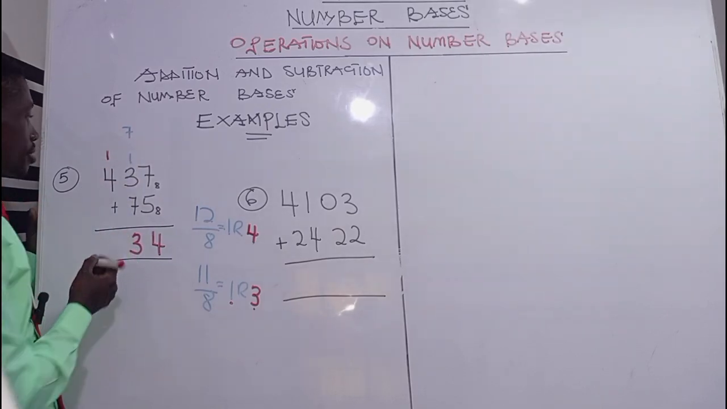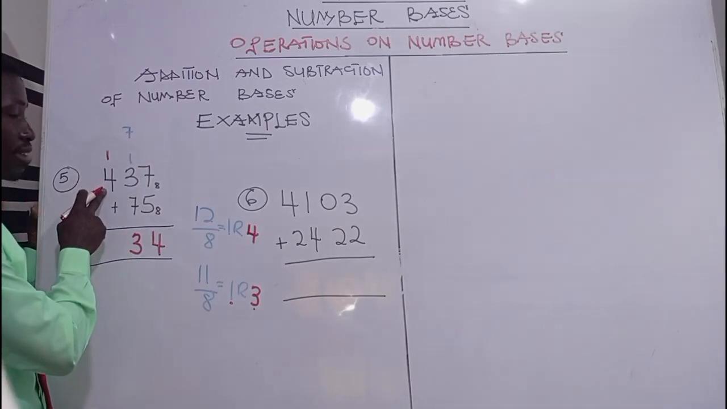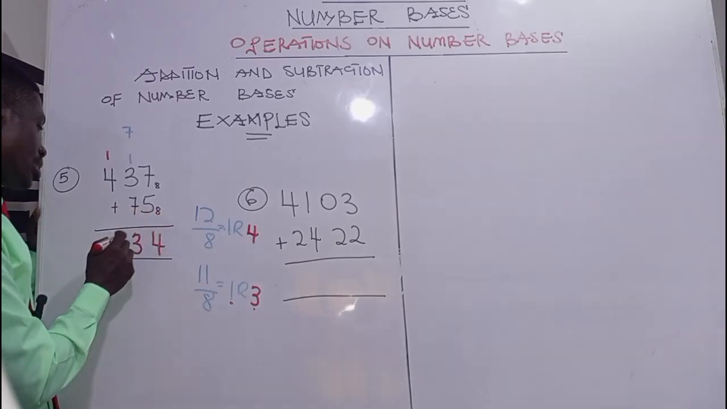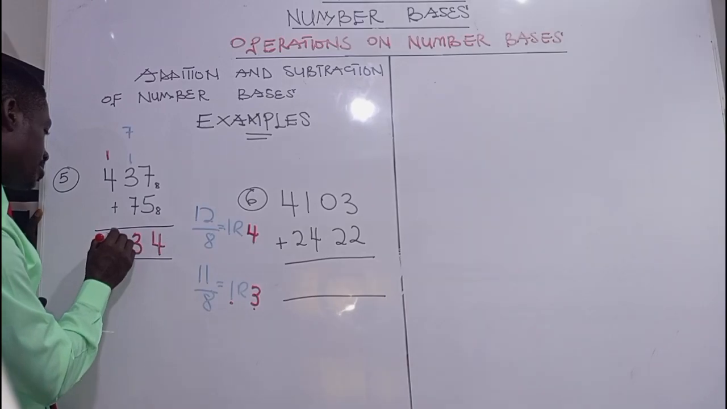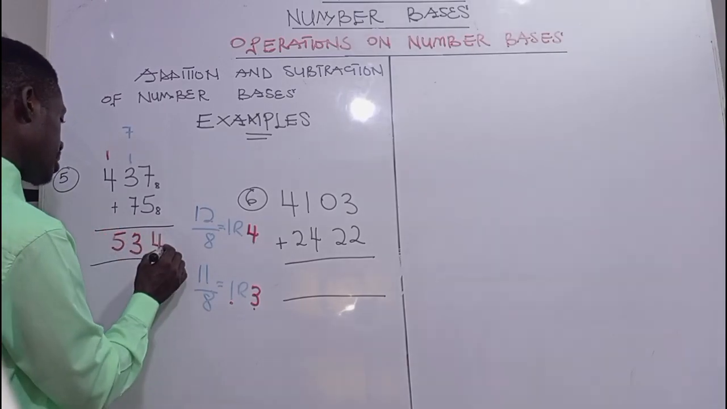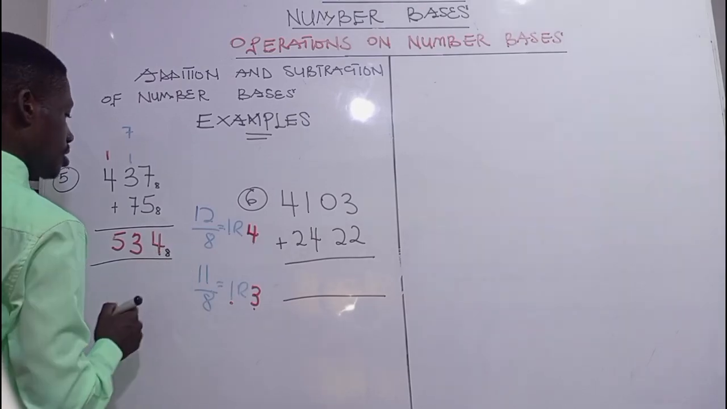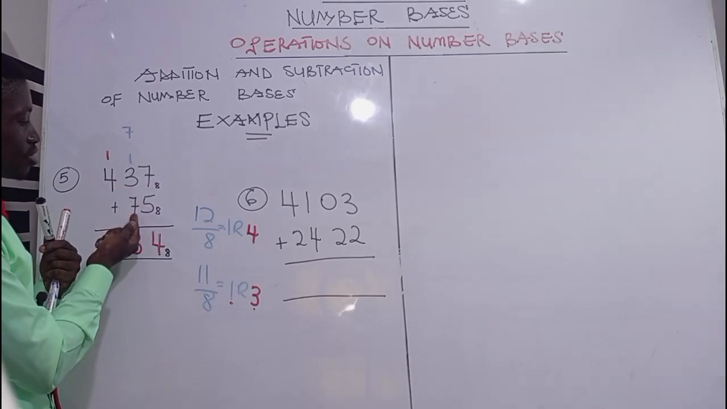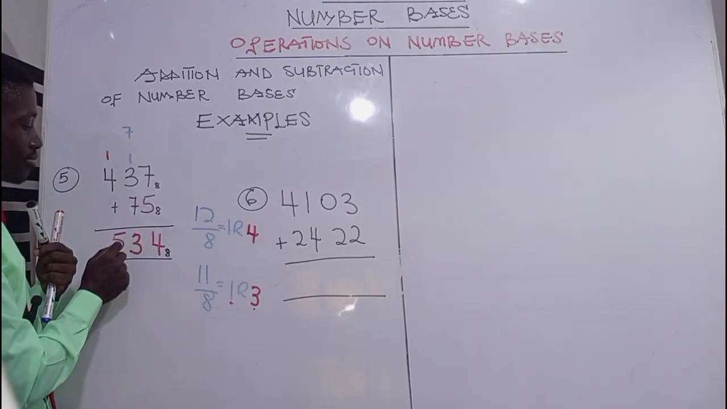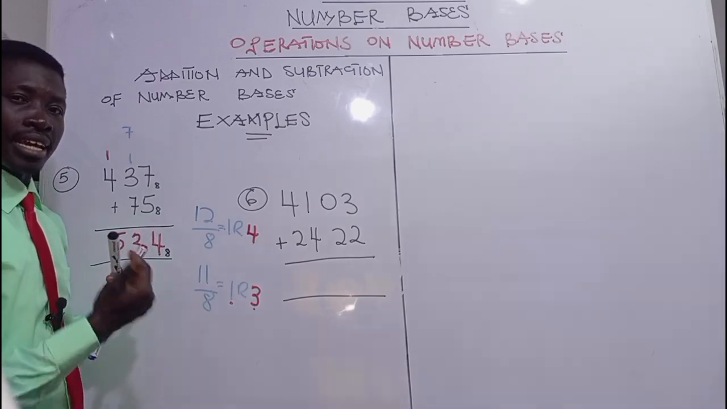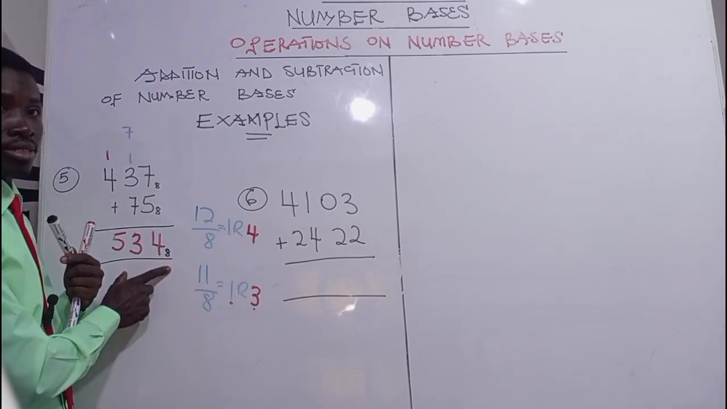I guess you are following. 1 plus 4 will give us 5. 5 is less than the base 8. So we can write 5. So we have this numeral plus this numeral giving us 5, 3, 4 base 8. Very, very easy. And I guess you had this very answer.